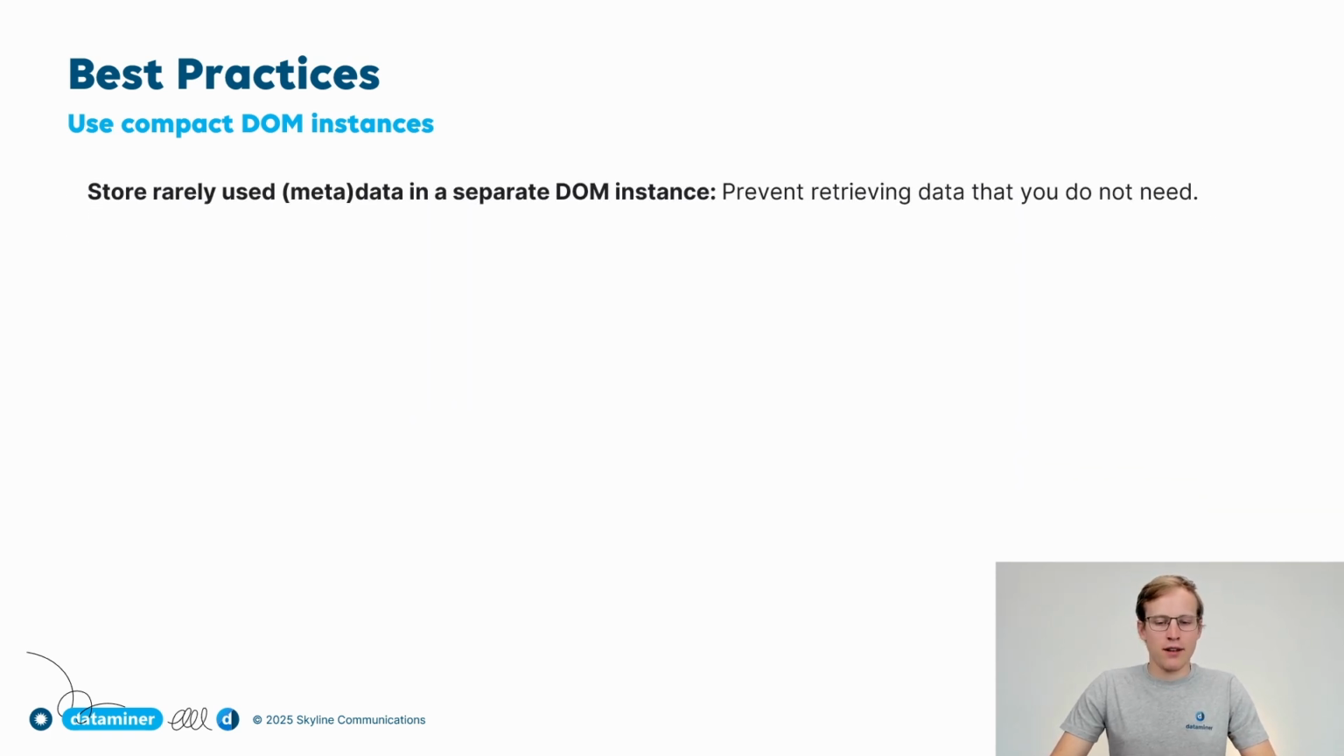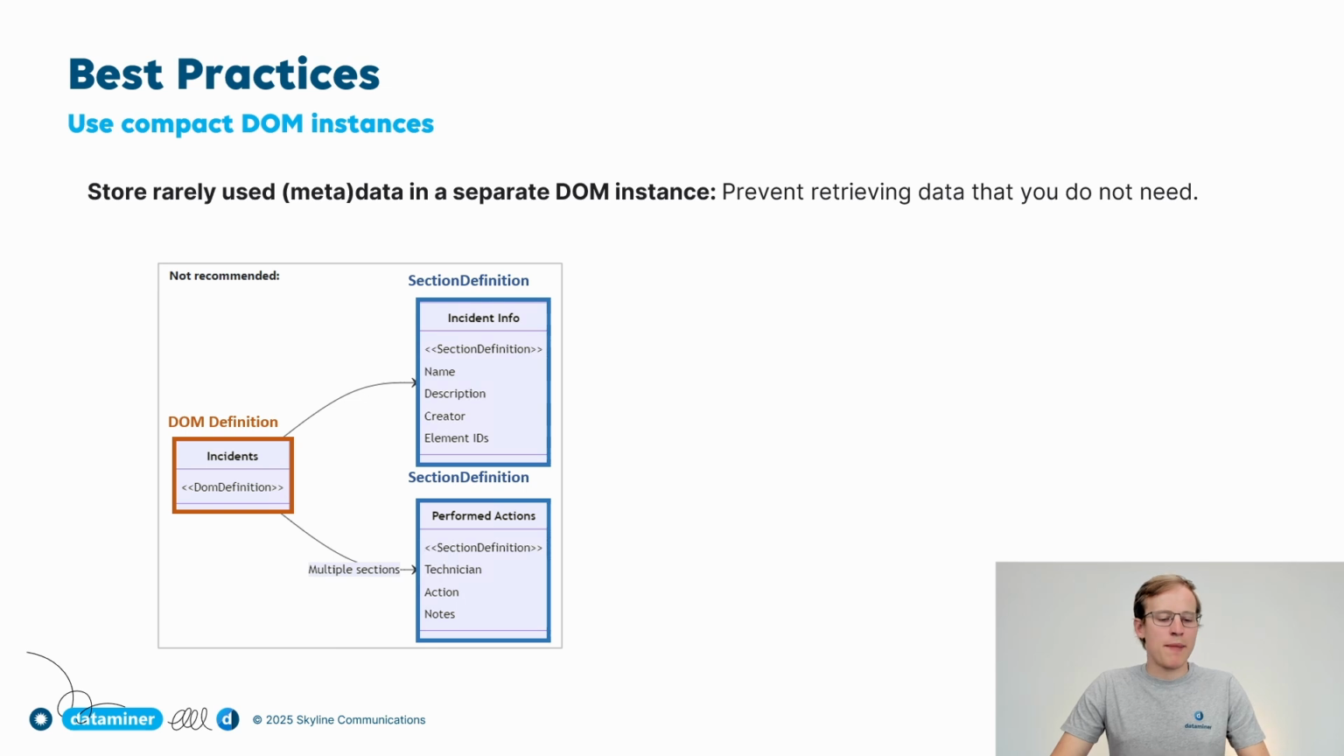Let's give a little example for this one. Imagine you have incidents. You store incidents and you have incident info, which simply contains the name of the incident, the description, the creator, and element IDs, like the IDs of the elements that are involved in an incident. But aside from that, you also have information on the actions that were performed for an incident. Certain technicians do certain actions, for example, decommission a certain device or investigate something, and they want to add notes here for those actions.